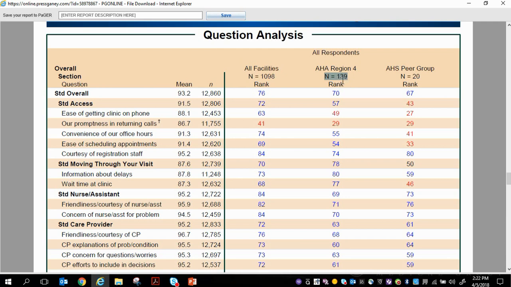There are only 139 facilities within Region 4, and so we're being compared against those, and our ranking has gone down a little bit. AHS Peer Group is comparing us against everyone within the Adventist Health System, and that N size is 20. There are 20 other medical practices that we're being compared against in Adventist Health, and then our ranking drops a little bit more. But for the sake of comparing ourselves and ranking ourselves, we always go by all sites or all facilities. All facilities for FHMG, each individual practice will be, and all sites will be on their report.